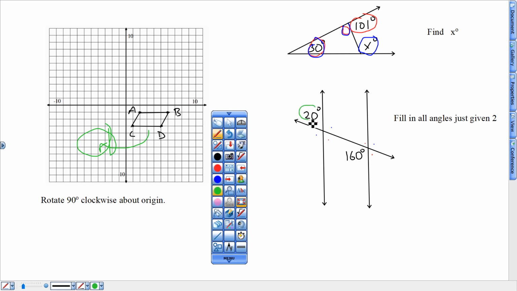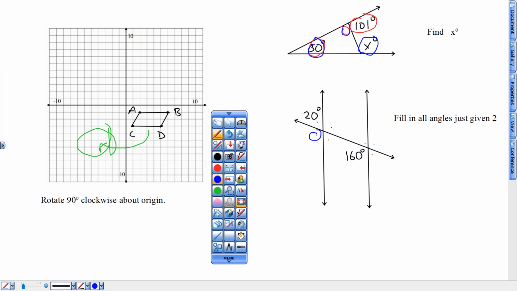These angles are called corresponding. These angles, alternate interior, equal. These angles, same side interior, supplementary. These angles, alternate interior, no, I'm sorry, that's corresponding right there, corresponding.